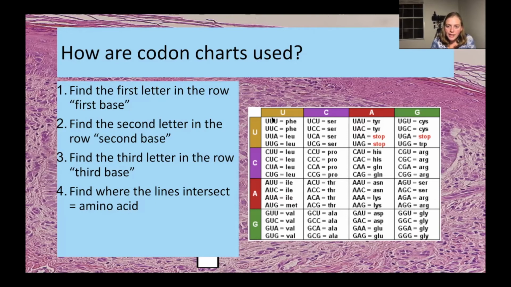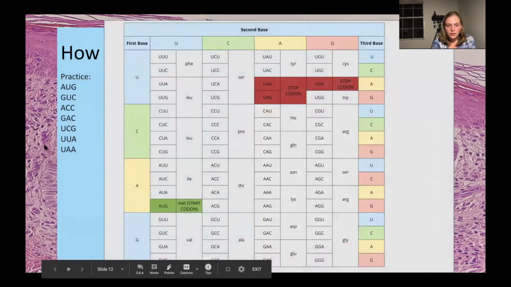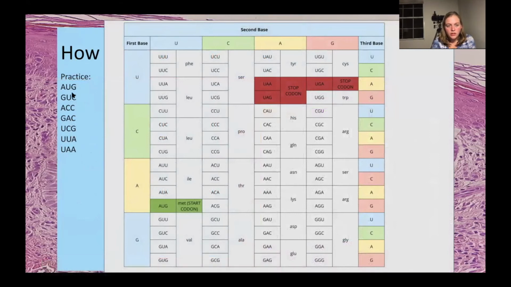The second base in the codon is found up here at the top. So the second base in the codons in this column are all U's. The second base in these codons in this column are all C's, if we look straight down. These are all A's as the second base in these codons, and these are all G's. So we'll practice with a few codons here. You have AUG to start with. So we're going to find A, and we're going to find U, and where those cross here, we find AUG. It means we're going to start with methionine, MET.